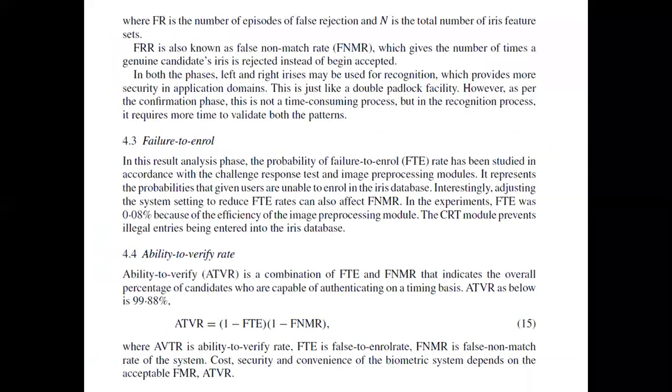Where FR is the number of episodes of a false reject and N is the total number of iris feature sets. FRR is also known as the false non-match rate, which gives the number of times the genuine candidate iris is rejected instead of being accepted. That is the false reject rate. False acceptance is when, by mistake, it will accept. Okay, that is the difference between these two things.